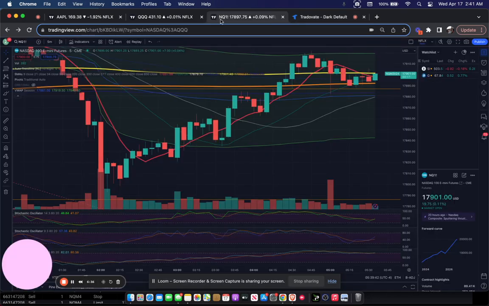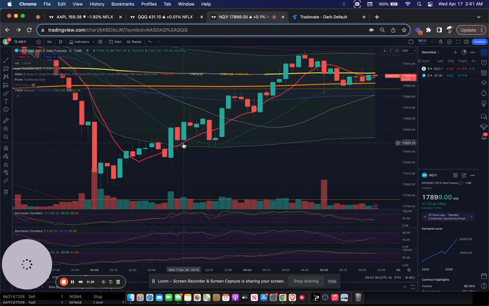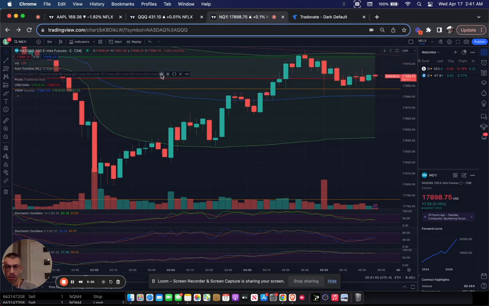It just kept coming back down. It just kept coming back down here. So what did I do? I just kept playing it. Let me get rid of these moving averages. Let me get the orb back in there. All right, just to clear it. So it just kept coming back to it. So I kept playing it. I kept playing the bounce.